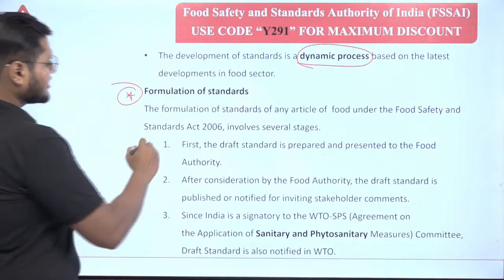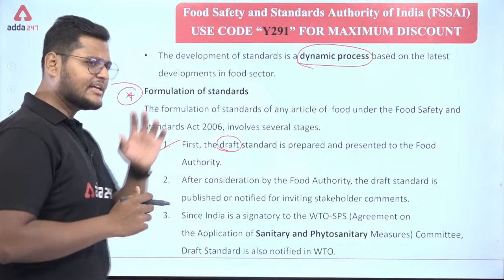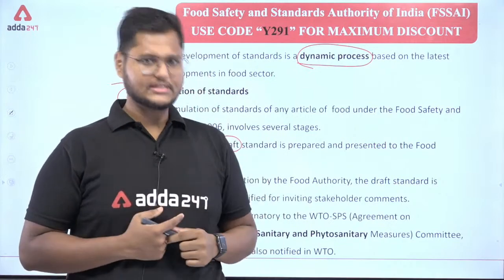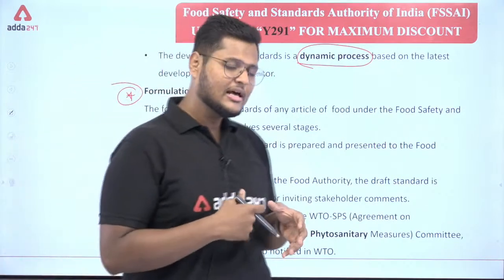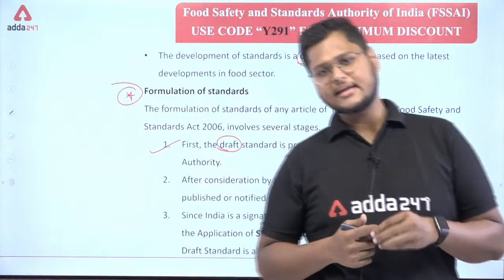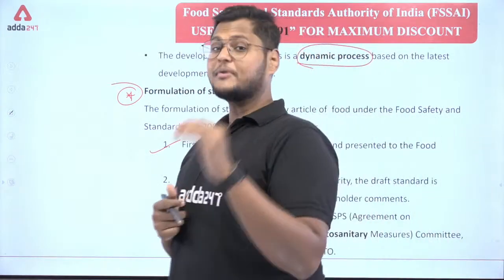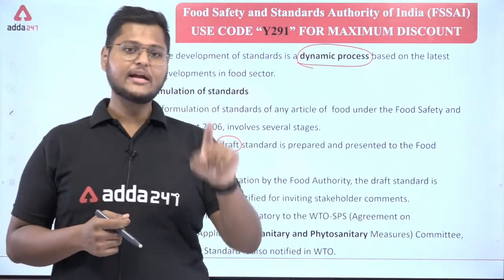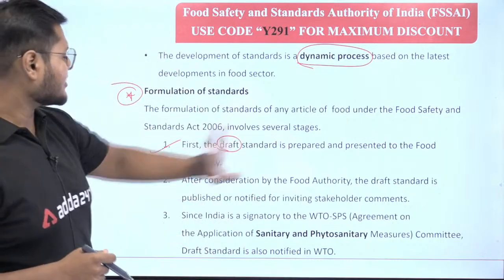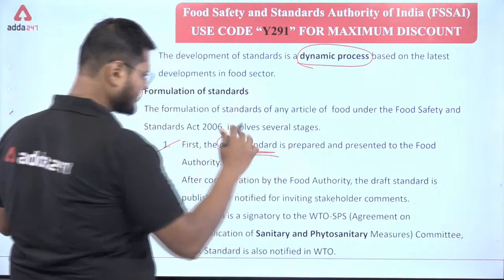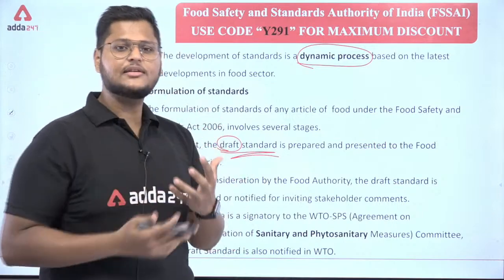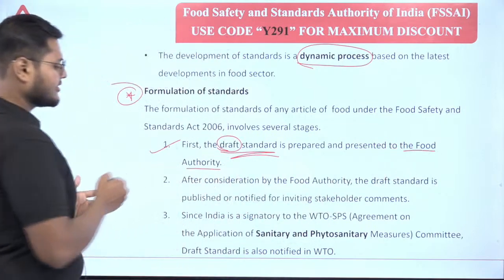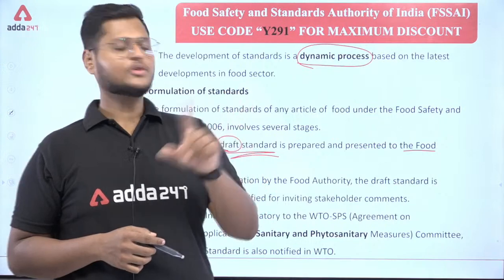So first one is the draft. Whenever you are going to send a mail to someone and you don't send it, then it is automatically saved to the draft, okay. That means you have prepared a mail but you didn't give it the final touch and send it, okay. Similarly, the standard is prepared but it's not sent or it's not notified, okay. So when it is prepared, it is known as the draft standard, okay. First the draft standard or the plan is prepared or an outlook is presented about a particular standard and it is presented to the food authority, okay. So it is presented to the food authority, you have to remember this.